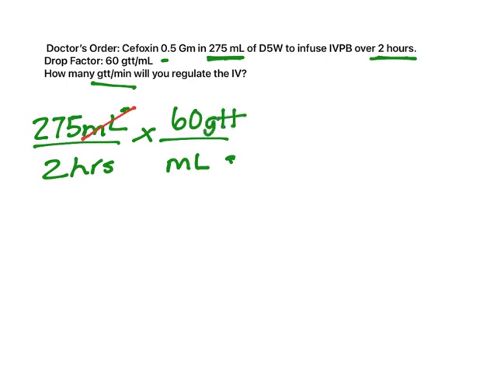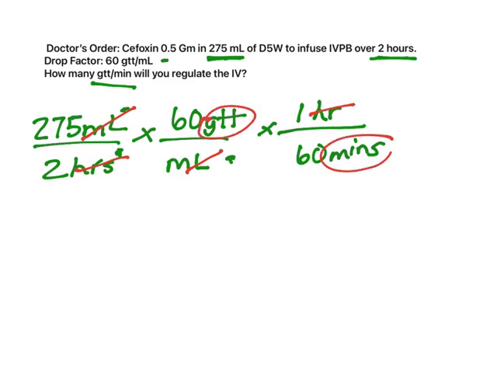All right, so our mLs cancel out and we're left with GTTs per hour, but we need to be in GTTs per minute. So if we have hours on the bottom, hours need to go on the top, and we know that 1 hour is 60 minutes. So then our hours cancel out, and then we're left with GTTs per minute.